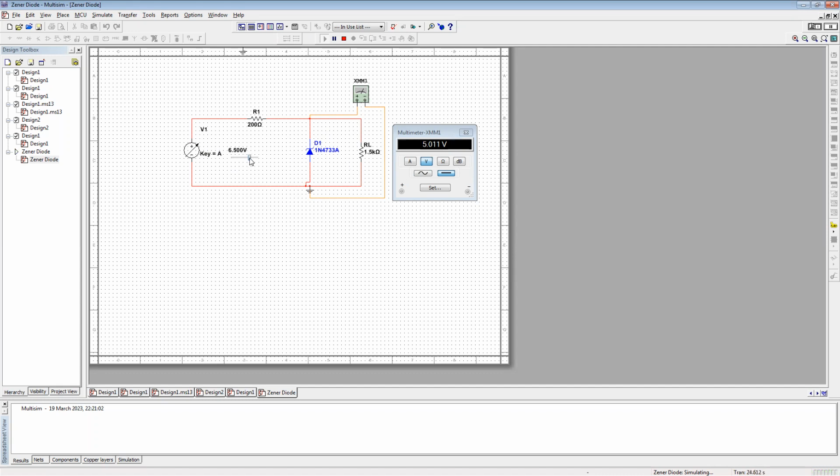But if we increase to 7 volts, still around 5 volts. 8 volts, still around 5 volts. 9 volts input, still around 5 volts output. 10 volts input, still around 5 volts output. Meaning that this Zener diode is used to keep the voltage output constant at 5 volts. This is the reason why we say that the Zener diode is used to regulate the voltage output, to remain constant despite changes in load resistance or input voltage. All right, thank you.